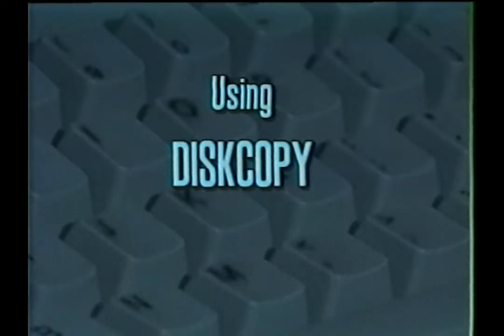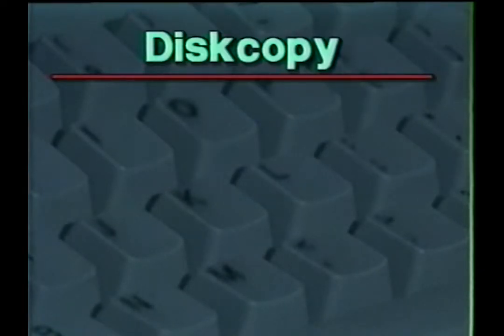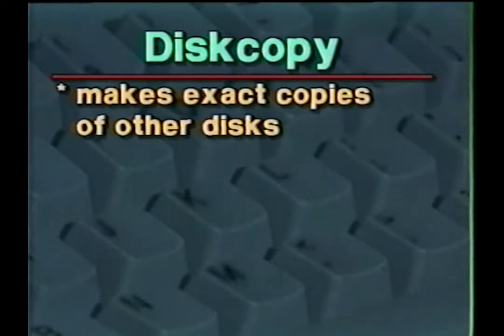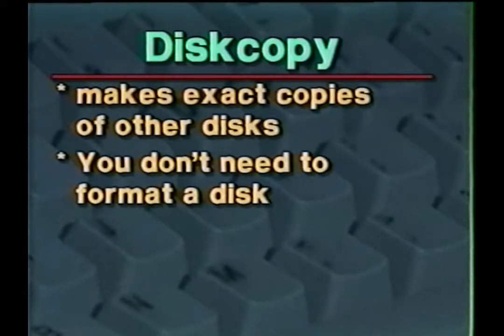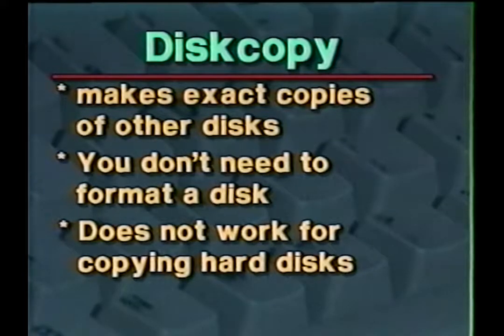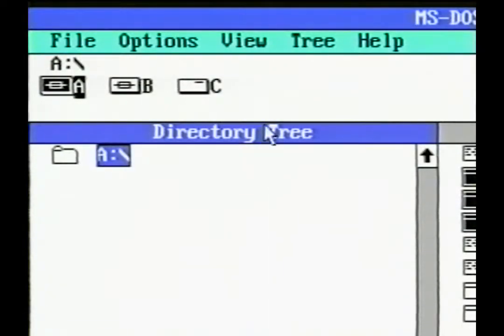Now let's look at the disk copy command. It is always a good idea to make a copy of all your disks containing software programs and use them instead of the originals. We will use the disk copy command to make these copies. The disk copy command is a little different than the copy command because it will make an exact copy of everything from one floppy disk to another floppy disk, including the format. In other words, if you use the disk copy command, you don't have to format a new diskette before you copy files to it. Disk copy will not work for copying files to or from the hard disk. Its purpose is to make exact copies of floppy disks.